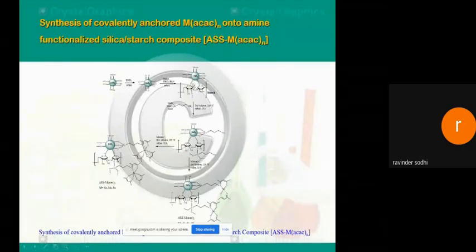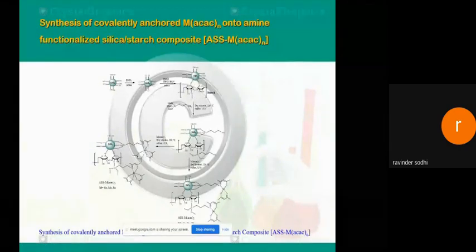Then the functionalization was done, that is, APTMS was added to the silica starch composite. Toluene was used as a solvent, and the reaction was carried out at 120 degrees for 15 hours. Finally the product was our amine functionalized silica starch composite. It was dried at 110 degrees for 5 hours to give the surface bound amino groups. The final step was Schiff condensation between these NH2 groups and the metal acetylacetonate complexes, resulting in the formation of these two types of catalyst.